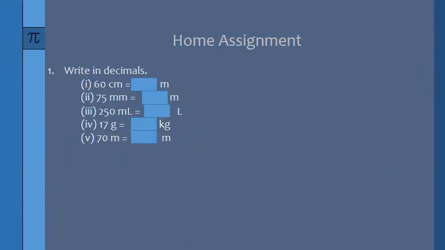Children, I hope you have understood this chapter on measurement, and you have understood all the units of measurement and how various units are related to each other, and how to change smaller unit to larger unit, and larger unit to smaller unit. So now this is your home assignment which you are going to do in your maths homework copy in very neat and clean handwriting.